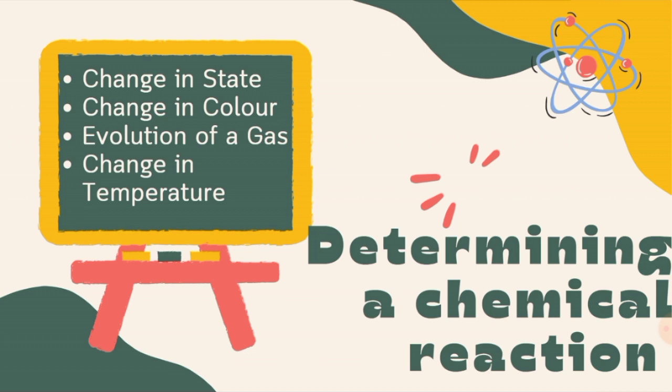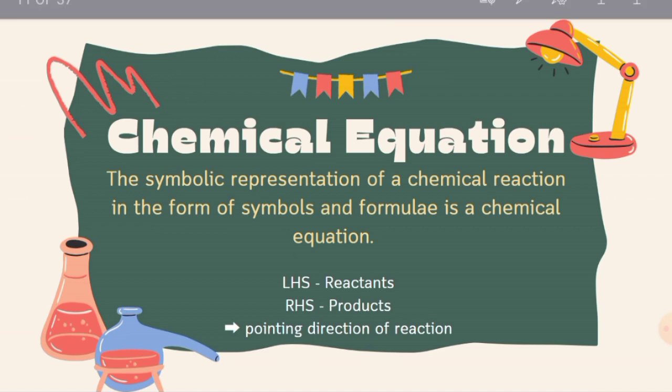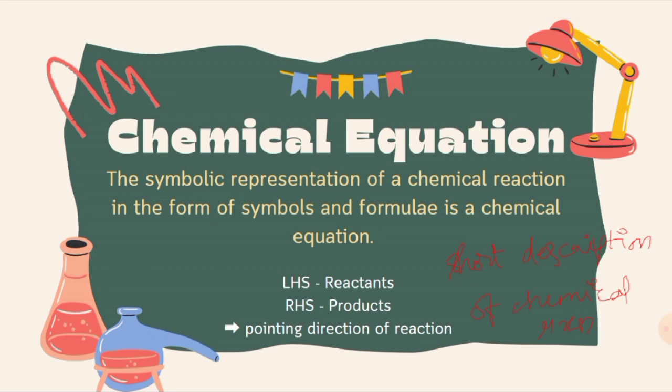This is the second part we are going to see. Now we are clear with what a chemical reaction is, we should understand what a chemical equation is. If you ask me for the simplest definition, it would be the short description of a chemical reaction. That's it. This is the simple definition of a chemical equation. When you give the shortest description of the reaction happening, it is going to be a chemical equation.